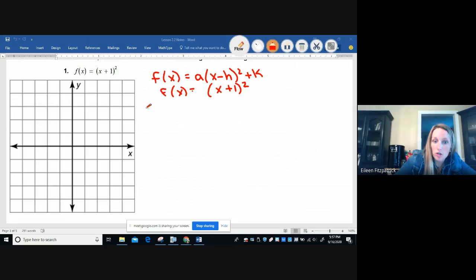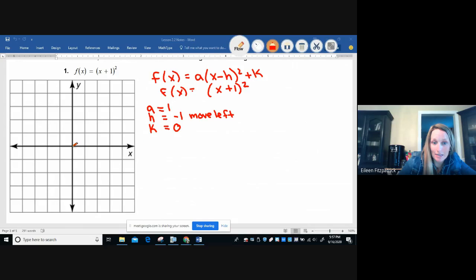We should be able to list the values of a, h, and k like we did in the last lesson. Here, a is just 1, so it didn't flip upside down, and it didn't stretch or shrink. h is negative 1, which means it's going to move left 1 unit. And k is equal to 0, so it didn't move up or down. So I can graph quickly, thinking about vertex form.